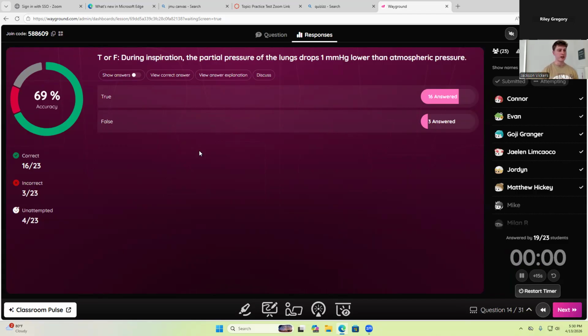And then also understand inspiration and exhalation. In this instance, when the lungs drop 1 millimeter of mercury, that's what draws in air and lets us inhale.